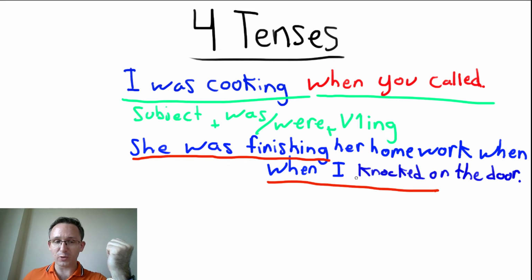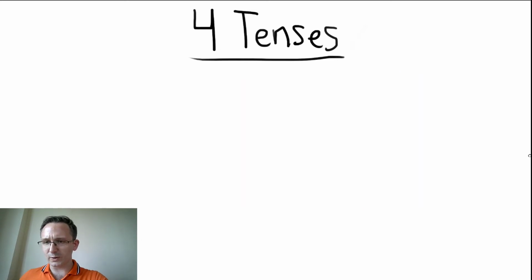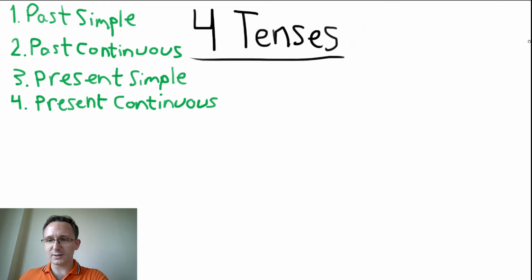is past simple. She starts cooking right here. She's cooking, she's almost finished, and then boom, somebody knocks on the door. That's when past continuous becomes past simple. So now let's go to our next one, present simple.